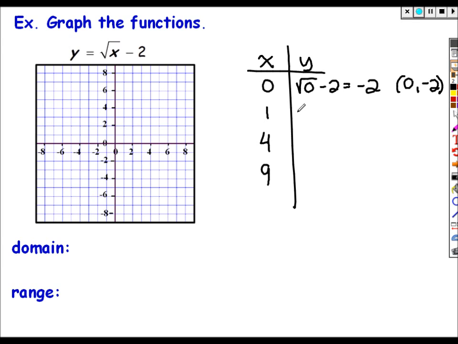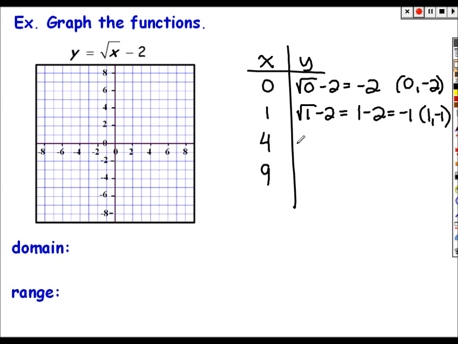If I input 1 into the function, I'd get the square root of 1 minus 2. So 1 minus 2, or negative 1. So if I input 1, I'm going to get out negative 1. If I input 4, square root of 4 minus 2, well, square root of 4 is 2. 2 minus 2 is 0. So if I input 4, I will get out 0. If I input 9, square root of 9 is 3. 3 minus 2 is 1. So if I input 9, I'm going to get out 1.